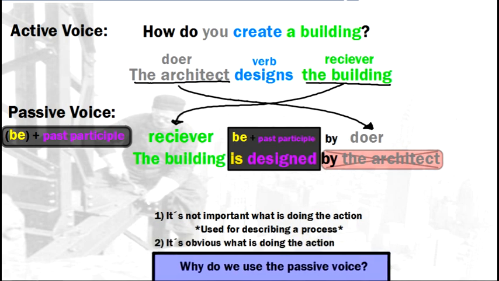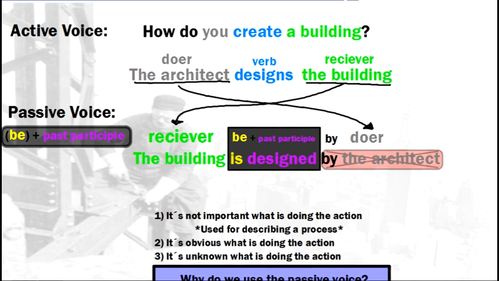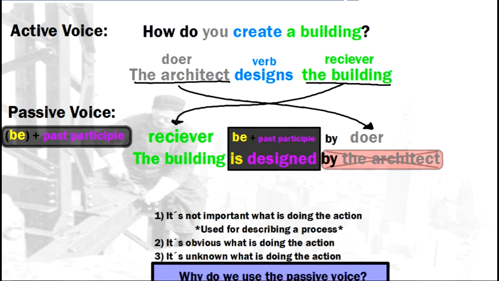The building is designed. That's the first step. Another reason why we use the passive voice is maybe it's obvious what is doing the action. So again, I don't need to talk about who is doing it if it's obvious. For obvious reasons, the architect builds the building. He designs the building. I don't need to tell you that. So again, in the passive voice, the building is designed. I don't need to talk about who is doing it. Now, the last reason why we do this is maybe that it's unknown what is doing the action. So in cases where I'm not sure who is doing the action, I don't want to talk about that first. I want to talk about the receiver first. Okay? So that's a little review on the passive voice.